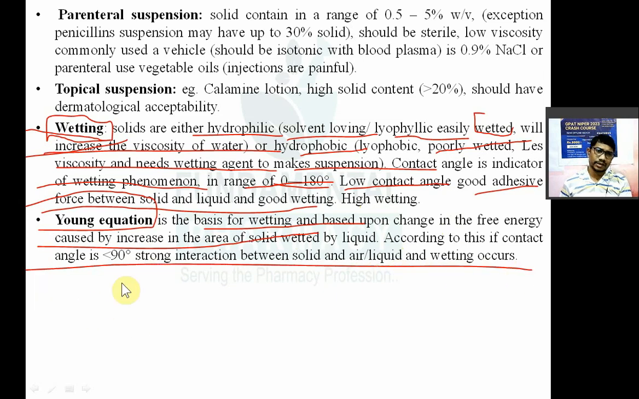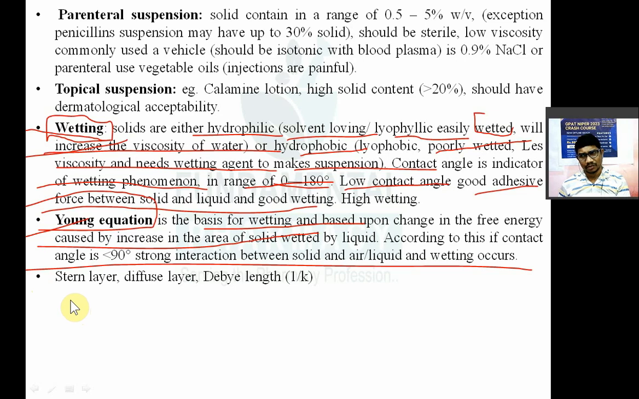Contact angle more than 90 means there is poor wetting. So that is the Young equation. You may get a question that the Young equation is related with wetting. At the formation of the electrical double layer, we already saw in the emulsion chapter, suspension, emulsion, colloid and surface tension, the formation of the electrical double layer, right?